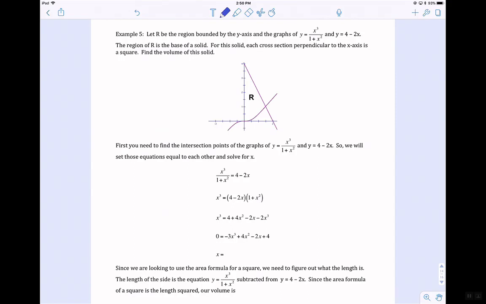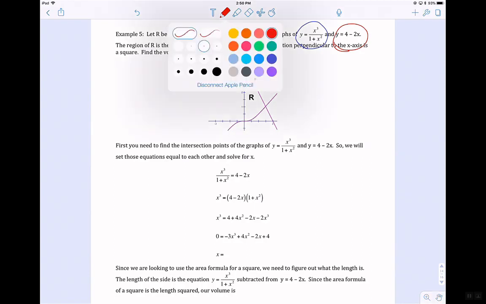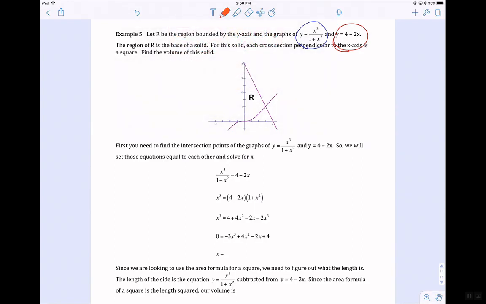Let R be the region bounded by the y-axis and the graphs of y equals x cubed divided by 1 plus x squared, and the equation y equals 4 minus 2x. The region R is the base of a solid. For this solid, each cross-section perpendicular to the x-axis is a square.